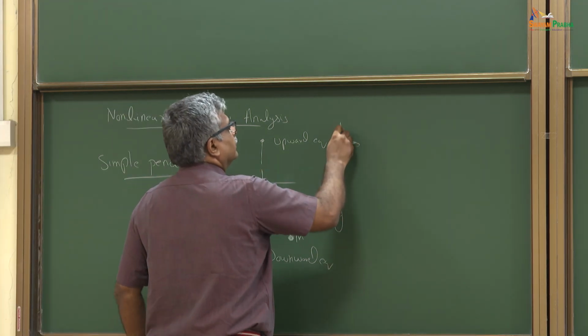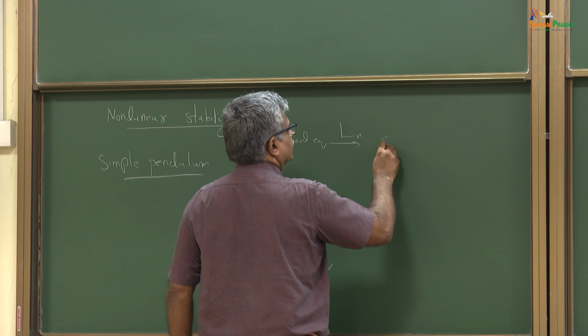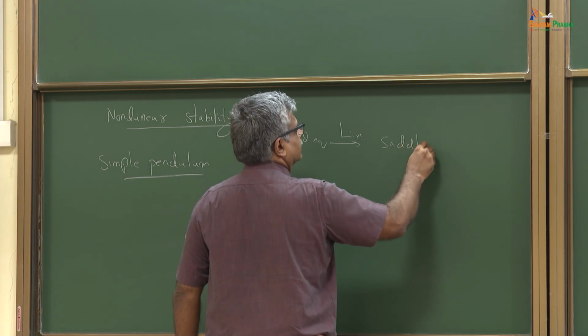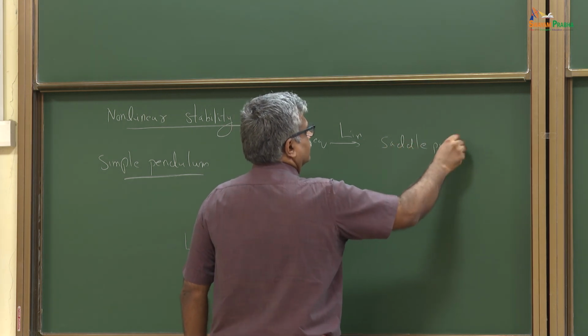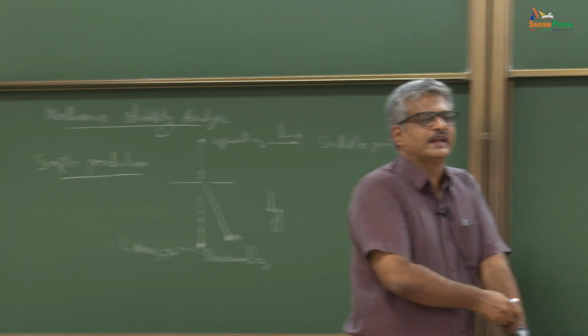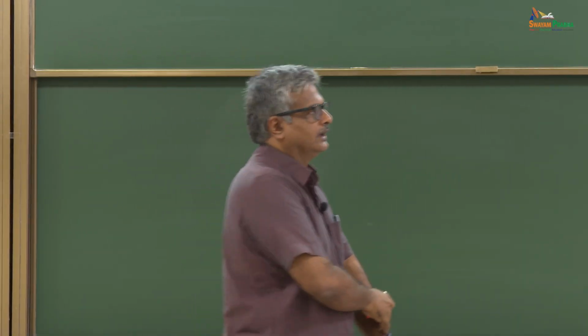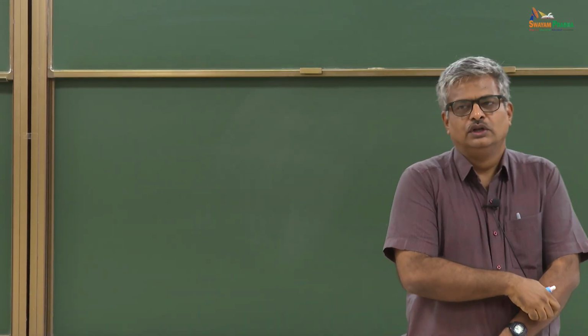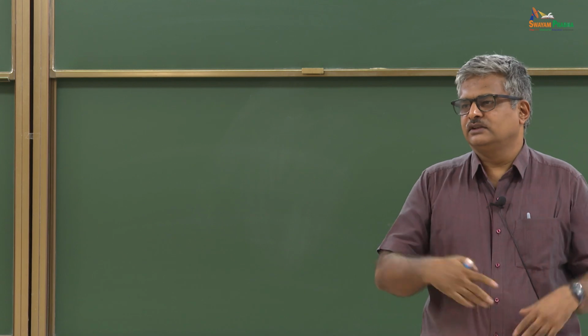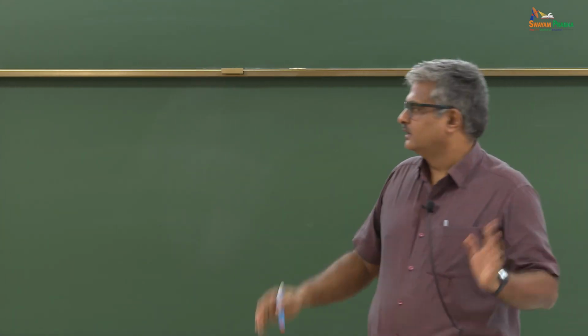So the linearization threw up a saddle point, right? Saddle point has one eigenvalue, and we saw the phase portrait also. So if you perturb it about that, it will escape from there, right?